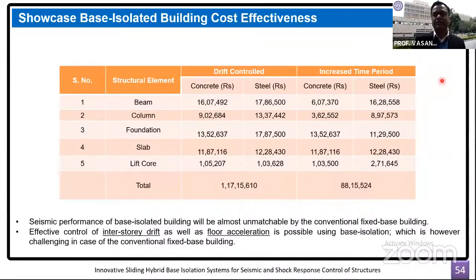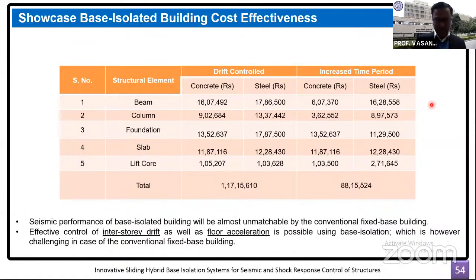Then we tried to see what if we reduce down the sizes of the columns in the fixed base building such that we get a similar time period in the range of base isolated building. Of course, we could not reach because then the design was becoming impractical. But we tried to elongate the time period as much as possible in the fixed base building just simply by reducing down the sizes of the column. So that did reduce some seismic forces though. However, the cost effectiveness of base isolation was still proven, particularly from the performance viewpoint.